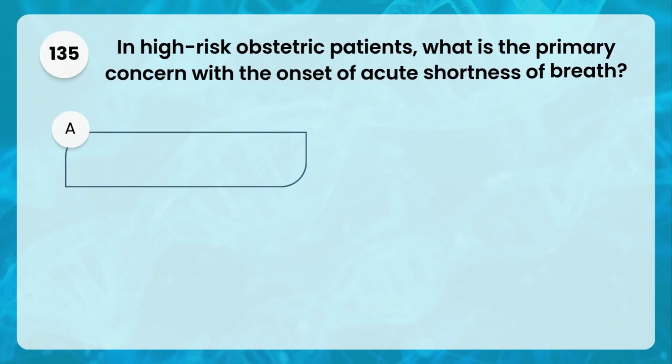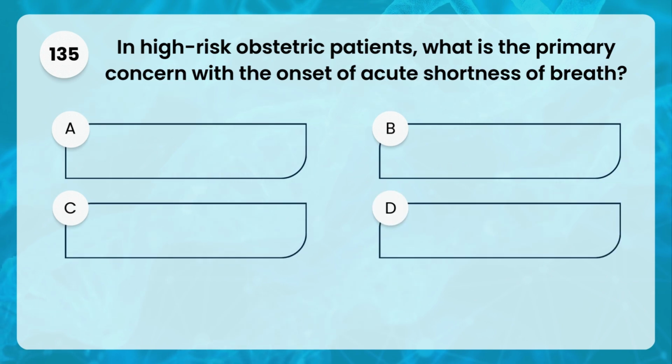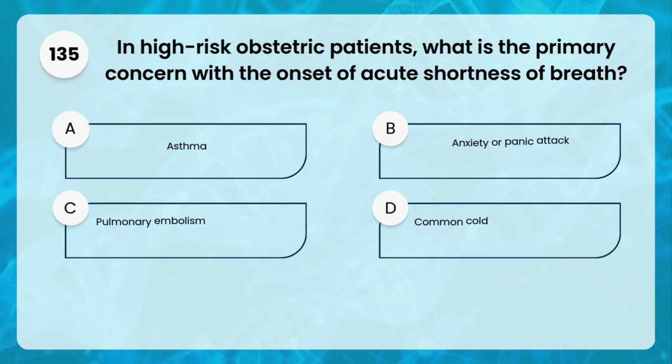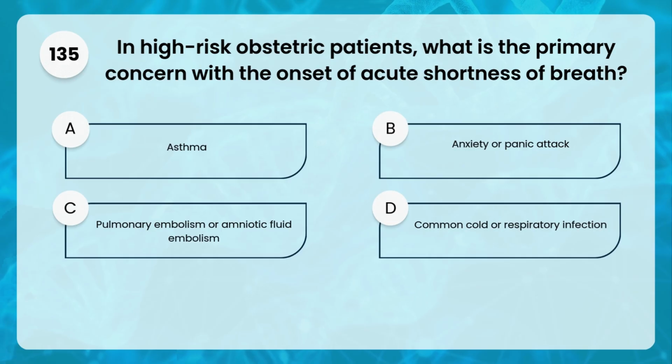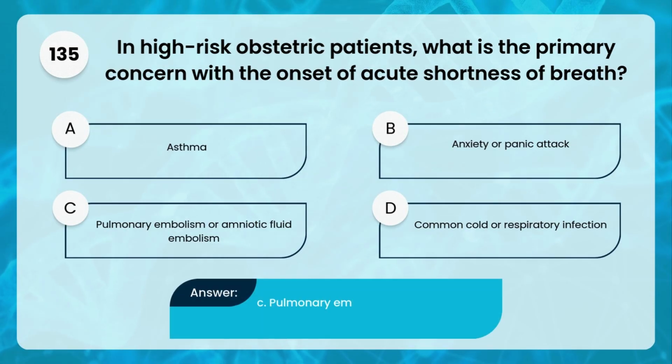135. In high-risk obstetric patients, what is the primary concern with the onset of acute shortness of breath? A. Asthma. B. Anxiety or panic attack. C. Pulmonary embolism or amniotic fluid embolism. D. Common cold or respiratory infection. The answer is C. Pulmonary embolism or amniotic fluid embolism.